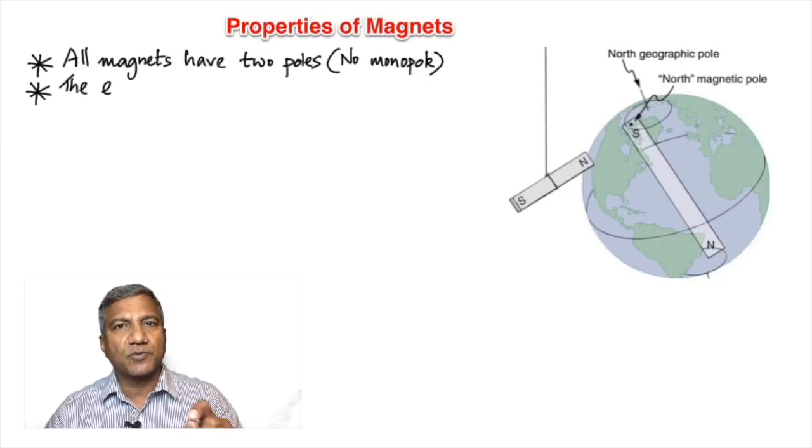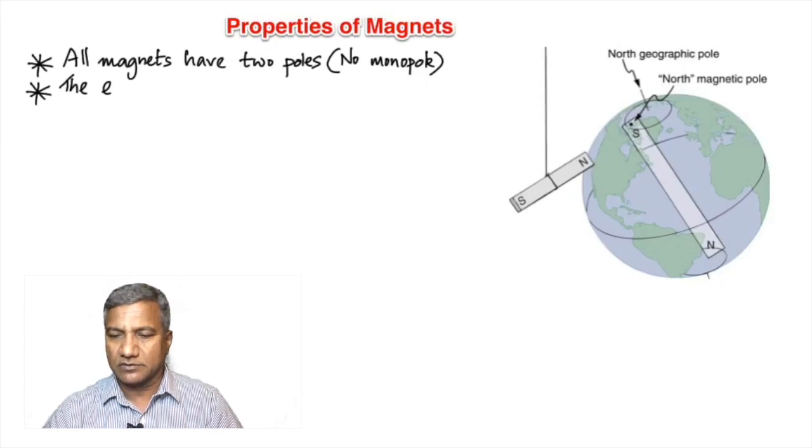So that's a big difference between magnetism and electric charges. You could have a single isolated charge, like a positive charge, a negative charge, but you cannot have a single pole. They always appear in pairs.